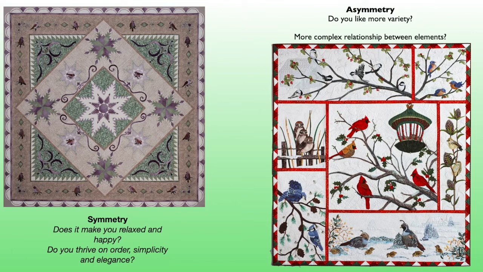So, do you thrive on that kind of order and precision, that type of simplicity and elegance? Or are you like me and totally feel at home with asymmetry? Do you like more variety? Are you able to put more complex relationships together between all of the various elements? So think about what sort of style appeals to you. They both are basically made with different blocks that are put together, but the layout is a bit different.